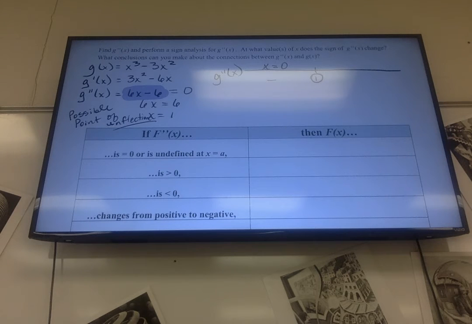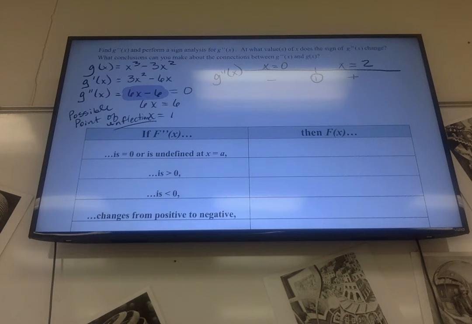It doesn't matter what the actual answer is. It's just whether it's positive or negative. And then on the other side of 1, I'm going to plug in 2. Okay. Positive. That one's positive.